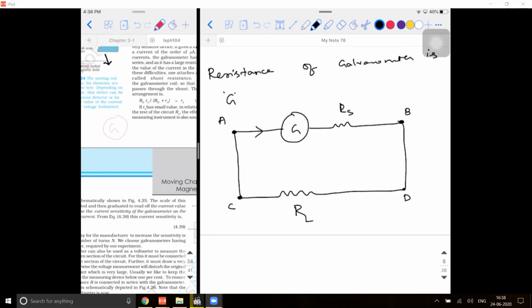Let's say the current that is flowing through the galvanometer is IG, and this IG is what is called, do people remember what it is? I've explained this also in Wheatstone Bridge. It is the current flowing through the galvanometer. I told something with full. Did I use it or not? Full scale deflection current. So this is called the full scale deflection current.